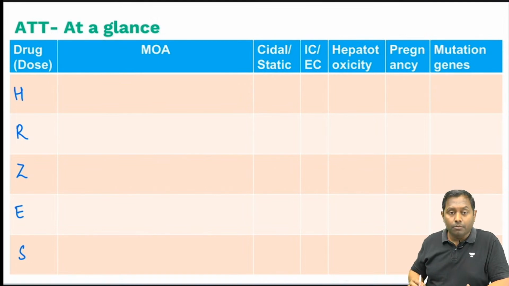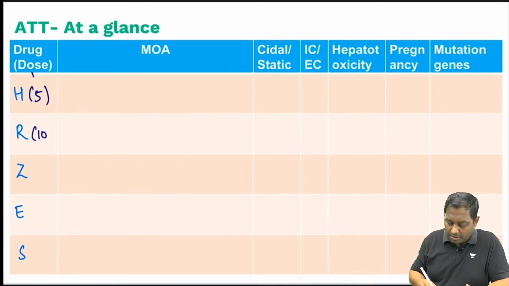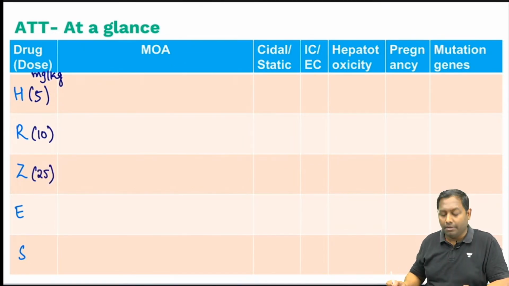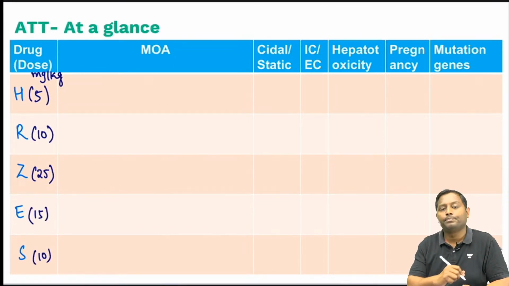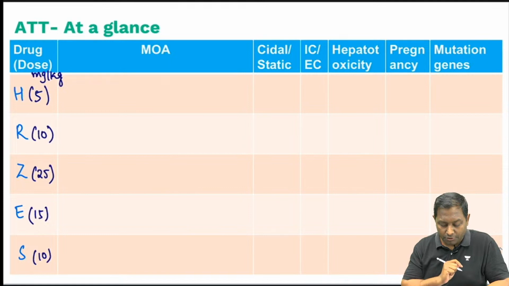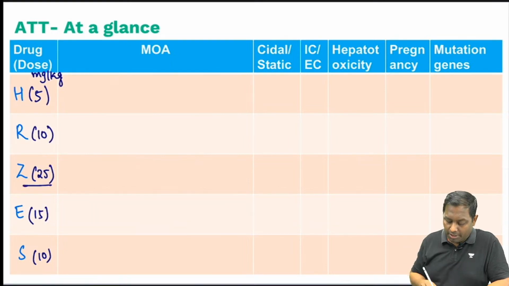First and foremost, what are the doses that we have? Isoniazid has a dose of 5 mg per kg. This is on the basis of milligram per kilogram. Rifampicin 10 mg per kg. Pyrazinamide will be 25 mg per kg. Ethambutol 15. Streptomycin is also 10 to 15. So first and foremost thing that you should remember, the pyrazinamide dose you have to keep always and always high. Pyrazinamide is always kept high, so its dose will be maximum among all of them.